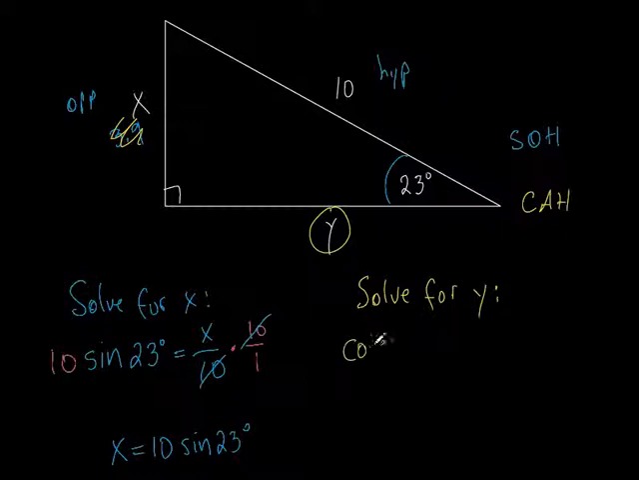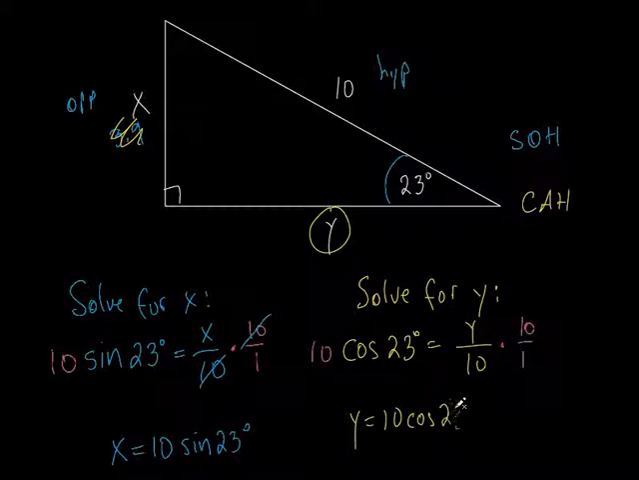So here I go. Cosine 23 degrees equals what? Adjacent over hypotenuse. Which one's adjacent to this? Over hypotenuse, which is 10. Look, the math is exactly the same, isn't it? So how do we get rid of the 10? Multiply by 10. Multiply this side by 10, right? And then y equals 10 times the cosine of 23. It's just a matter of putting that into a calculator.